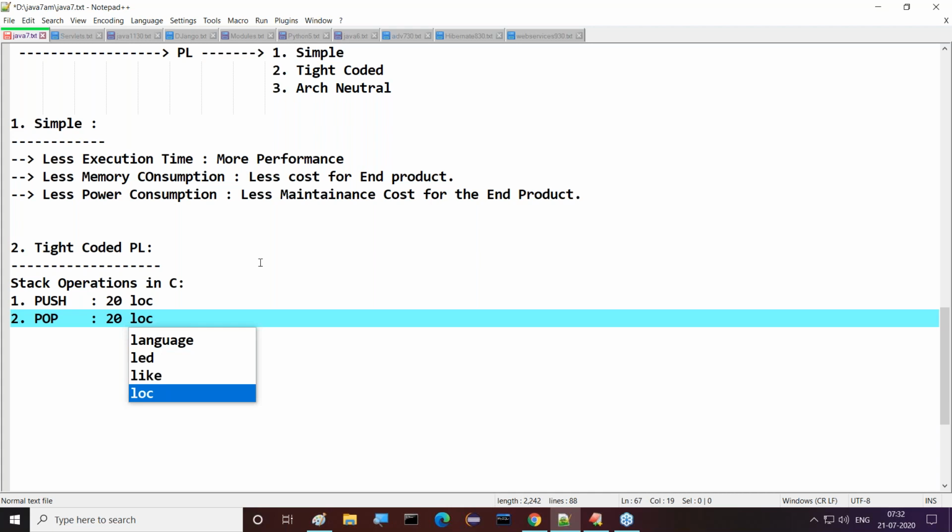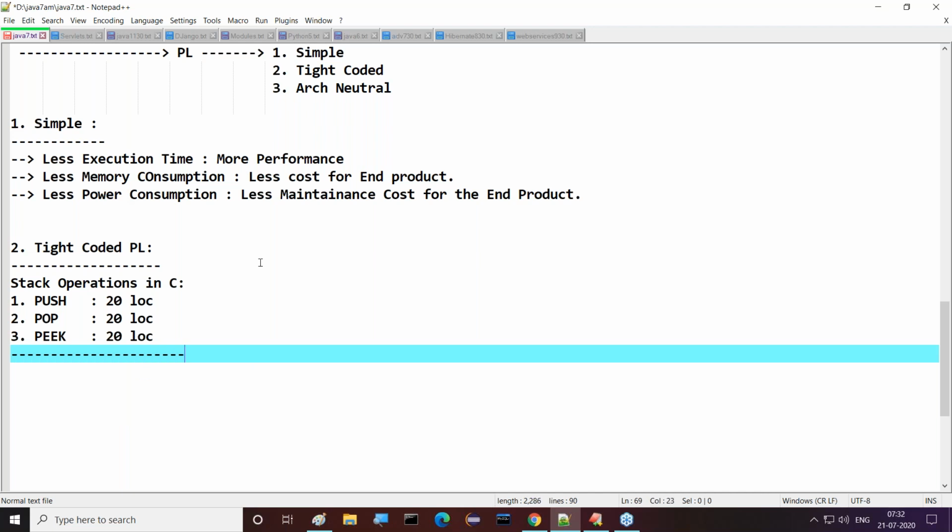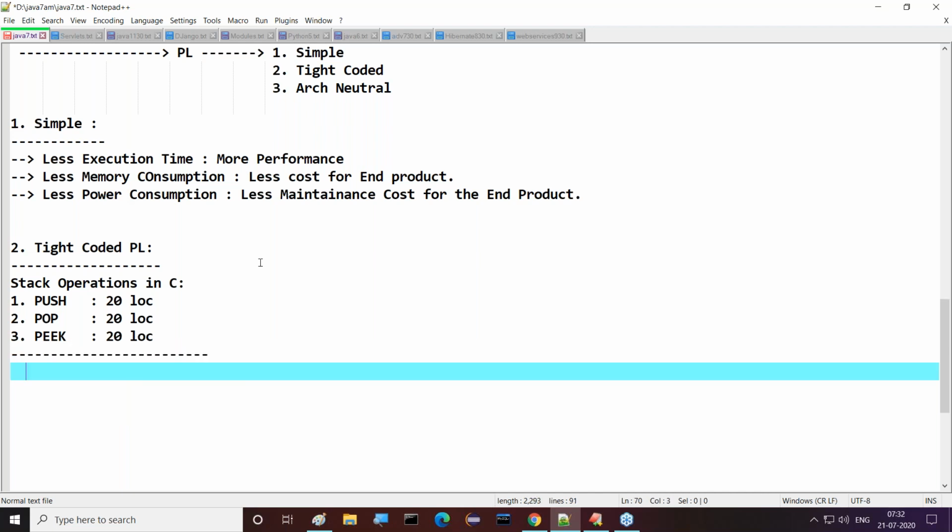Anyway, I'm not going to write any sections, and on average, nearly 20 lines of code is required for push operation. Nearly 20 lines of code is required for pop operation. Similarly, to perform peek operation, again we require 20 lines of code. Come on, guys, now tell me, to implement a stack data structure in the C programming language, on an average, how many lines of code we required? Nearly 60 lines of code is required.